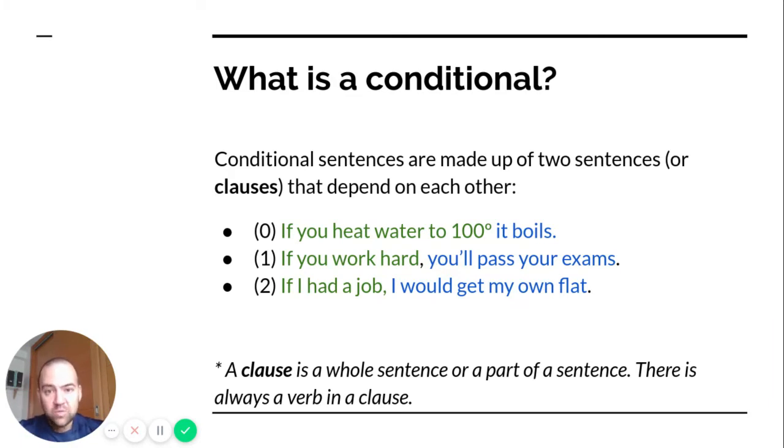If you heat water to 100 degrees, it boils. If you work hard, you'll pass your exams. If I had a job, I would get my own flat. If you look here, these are zero, first, and second conditional, okay? We'll explain these types now.